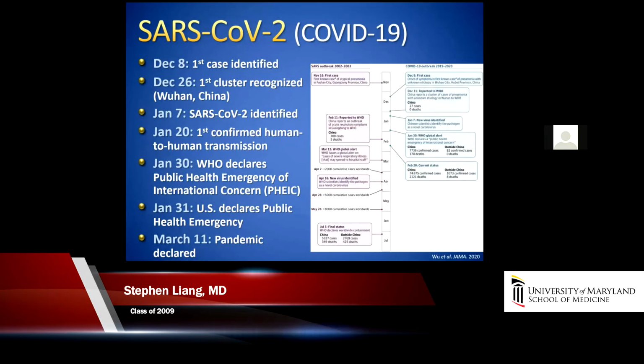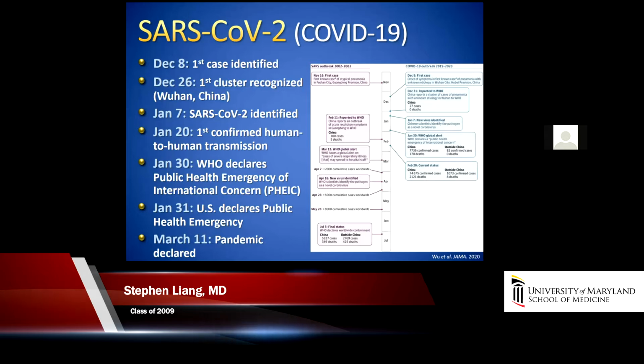So the story really starts back in December, as you know, and what we're finding more and more with each day is that there probably were cases of SARS-CoV-2 circulating in different communities, even on different continents, as early as December of 2019. However, the first case was identified in China in December, and then the first cluster in a wet market in Wuhan, China, at the end of December.